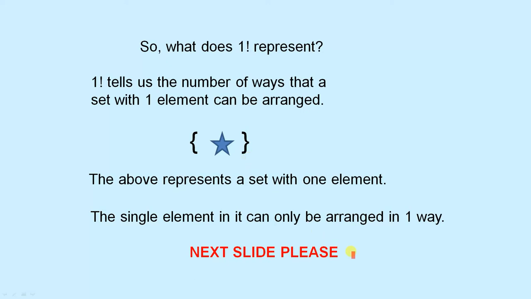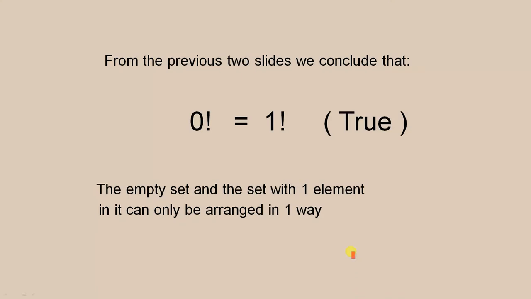So let's look at the next slide. So from the previous two slides we conclude that 0 factorial equals 1 factorial, that is true. So the empty set and the set with one element in it can only be arranged in one way.